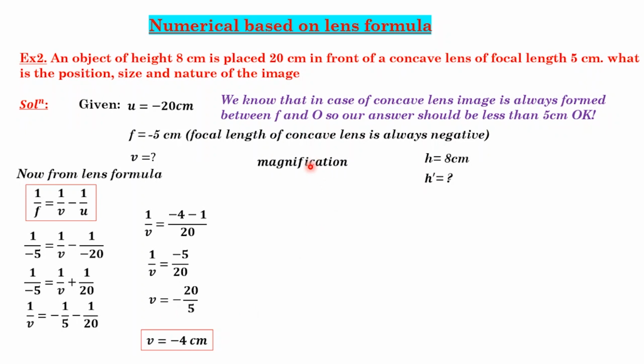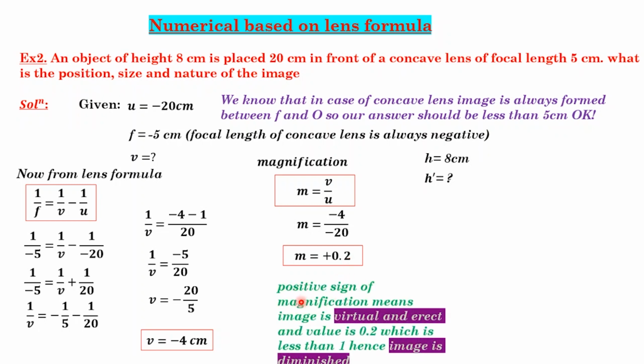Now magnification is given by m is equal to v upon u. Now we know that v is minus 4 centimeter and u is minus 20 centimeter. So put these values here. So we get m is equal to plus 0.2. Now plus sign means image is virtual and erect, and since magnification is 0.2, it is less than 1, hence it is diminished. Okay, so positive sign of magnification means image is virtual and erect and the value is 0.2, which is less than 1, hence image is diminished.